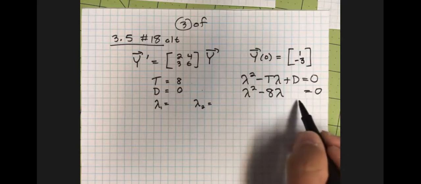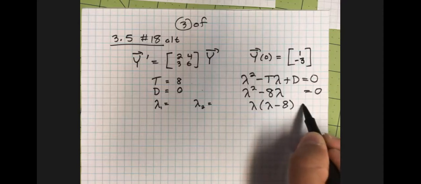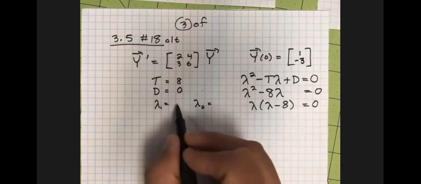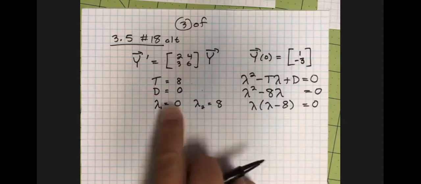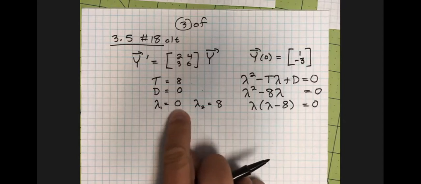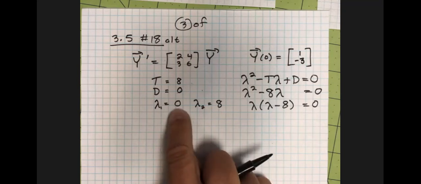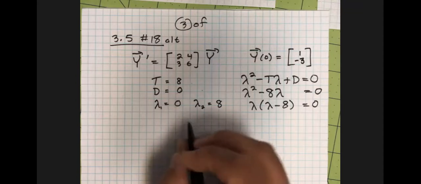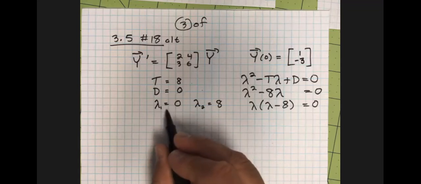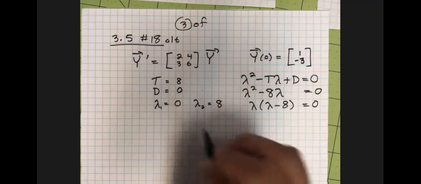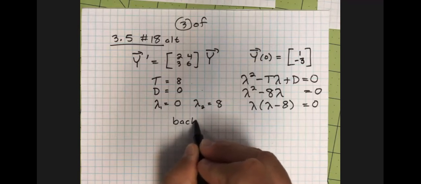But anyway, what are the eigenvalues? This factors into lambda and lambda minus 8. So the eigenvalues are 0 and 8. Degenerate case, 8 is going to be a growth input, but 0 is neither growth nor decay. Okay, so we're going to come back and construct the general solution. The good news is it'll be fully realized with 2 independent eigenvectors, but the graph is going to look odd in some way.